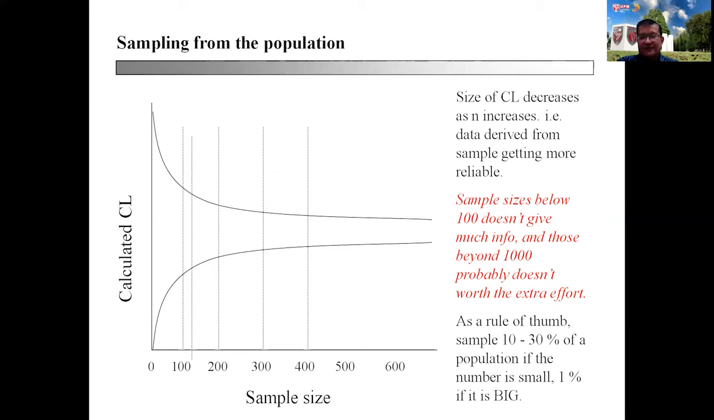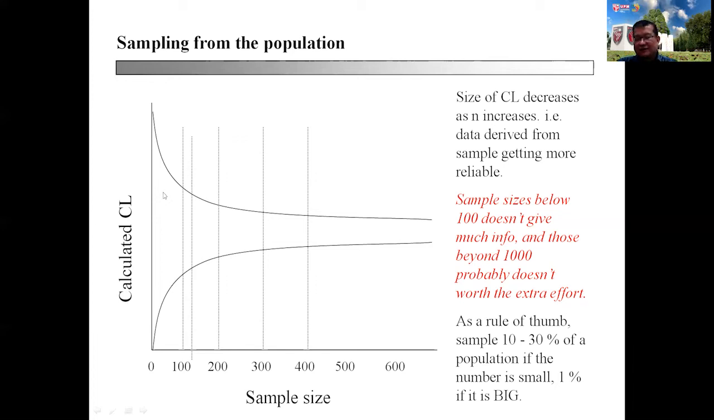So in this case, you can see that a sample size below 100 doesn't give much info, and those beyond 1000 probably aren't worth the extra effort because of the stability of the mean that you're going to see, because of the confidence limits. When I say sample sizes below 100 don't give much info, it is because of the high variability indicated here.